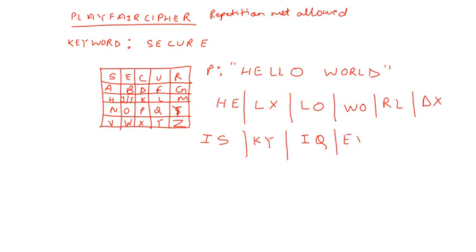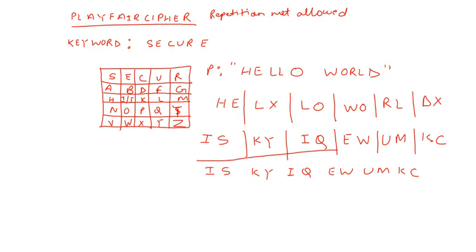Then RL. R and L are in different rows and different columns. So R will be replaced with the same row alphabet which is intersected with L. So R will be U and L will be M. Then D and X, same column. So next one: for D it will be K, and for X the next of X is going to be C. So now this is going to be our cipher text for this particular example: I, Q, E, W, U, M, K and C. So this is going to be our cipher text.